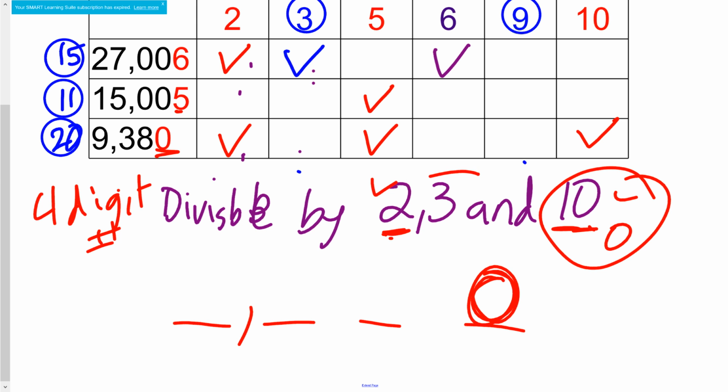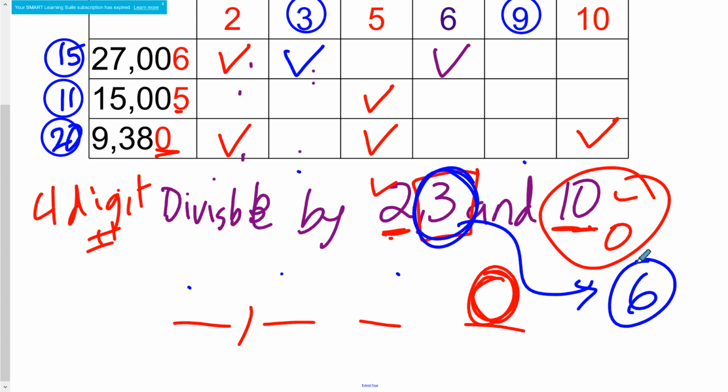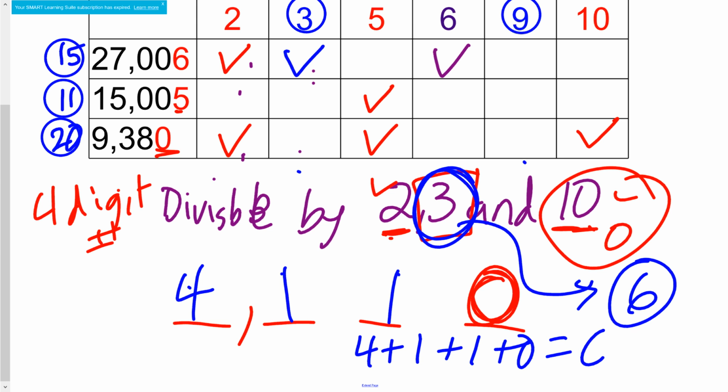The next thing I need to do is make it divisible by 3. Remember, with 3, I'm thinking the sum of the digits. So I need these 3 digits to add up to a multiple of 3. I'm going to choose 6, just for showing you. So let's say I put a 4 here. Well, I need 2 more. I could put a 1 and a 1, because 4 plus 1 plus 1 plus 0 equals 6.